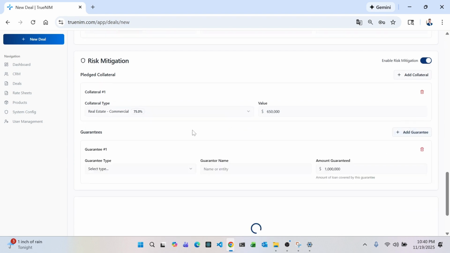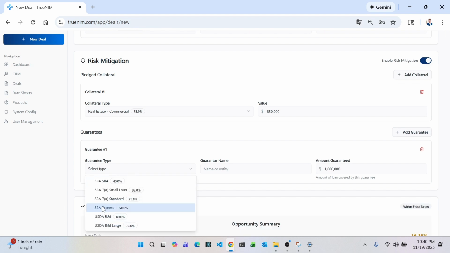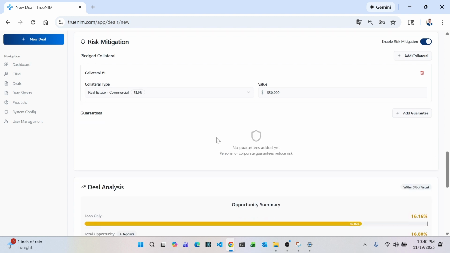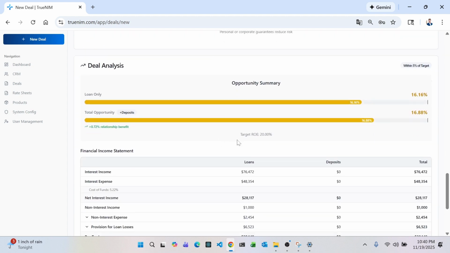And then guarantees, this is like government programs and different types like SBA and USDA. This is also going to be all associated with the risk mitigation piece and how much money you're going to be setting aside associated with a loan or loss associated with a loan. I'm not going to do it right now, but now we can take a look at what this deal looks like.